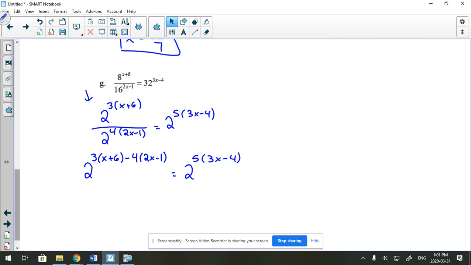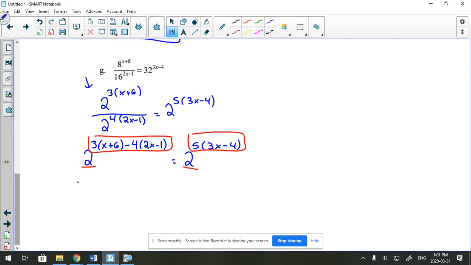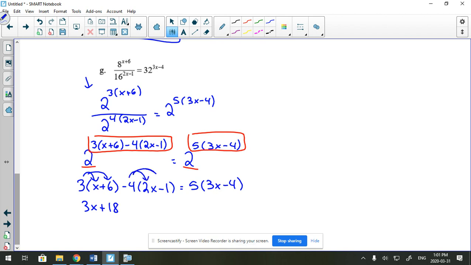Okay, and from here, if this base equals this base, then this exponent must equal this exponent if both sides are equal. So I'm going to rewrite the exponents out and solve for x. Multiply through the brackets to get rid of them. Remember, this is a negative 4 times both of these. That becomes a negative 8x plus 4. And this one here becomes a 15x minus 20.